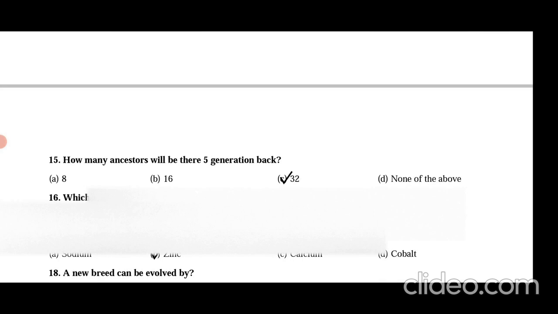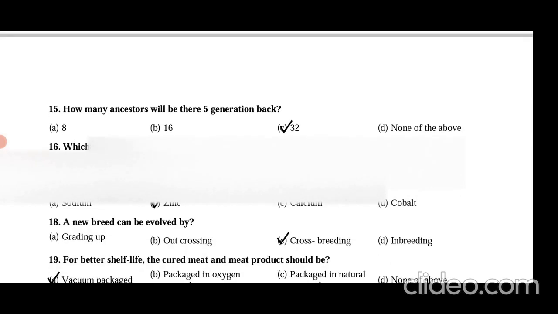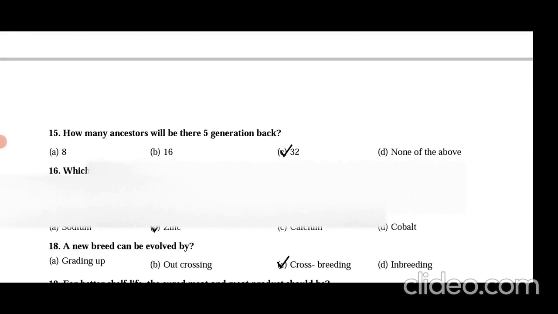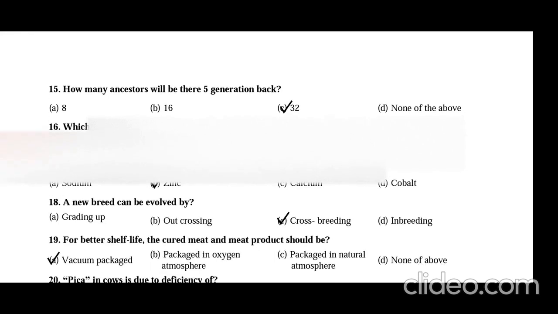Parakeratosis in swine, meaning pigs, is due to deficiency of zinc. Keratosis is linked with hair, and you know that zinc is very important in hair growth. A new breed can be evolved by crossbreeding. Breeding between different breeds may evolve a new breed, so it is called crossbreeding.